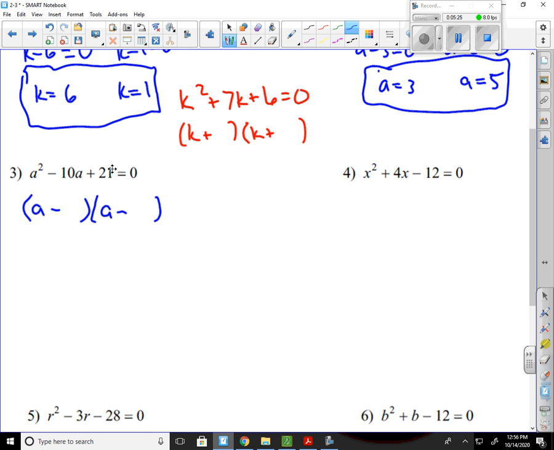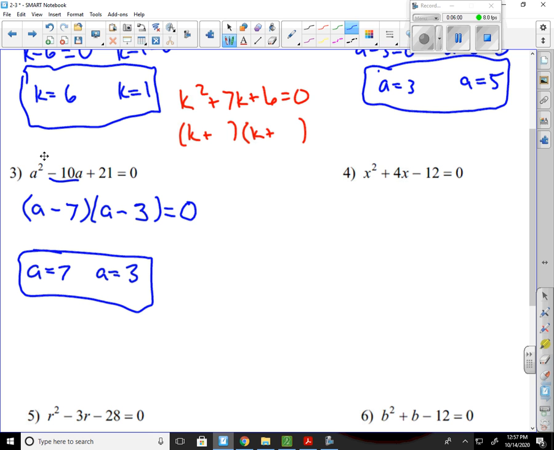What multiplies to give me 21? That would be 7 and 3 and 21 and 1. 21 minus 1 gives me 20, which is not negative 10. 21 plus 1 is 22. Still not going to work. 7 plus 3 is 10. Set it equal to 0. a equals 7. a equals 3.